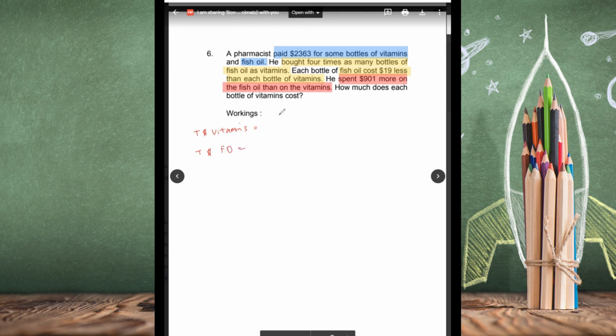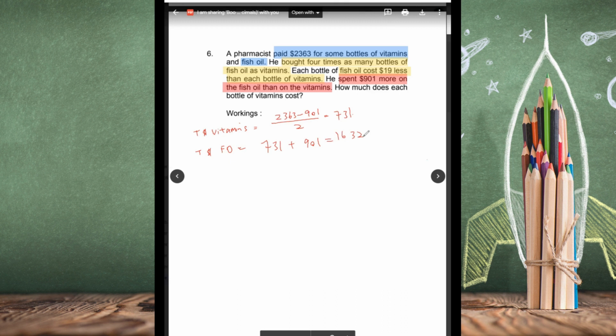So let's start with the vitamins. The total cost is 2363, and then we minus away the price difference spent on these 2 items. We divide by 2, and we will get the cheaper item, which is the vitamins in this case. So we take 2363, minus 901, and divide by 2. Our answer here is 731. How do we find the price of the fish oil? Since he spent more money on the fish oil, I will take 731 plus 901. The answer I get here is 1632. So this is the amount spent on each item.